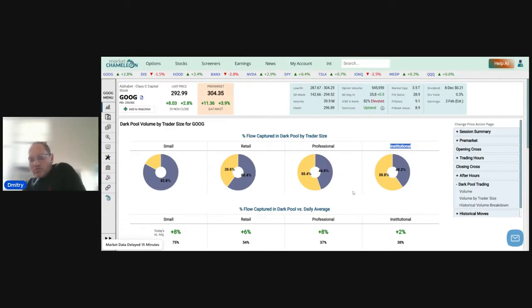First, let's discuss the differences between lit exchanges and dark pools. At one point, all the volume went to lit exchanges, meaning it went to the New York Stock Exchange or the NASDAQ, right? These are the established exchanges that orders are sent to. They have the order book.